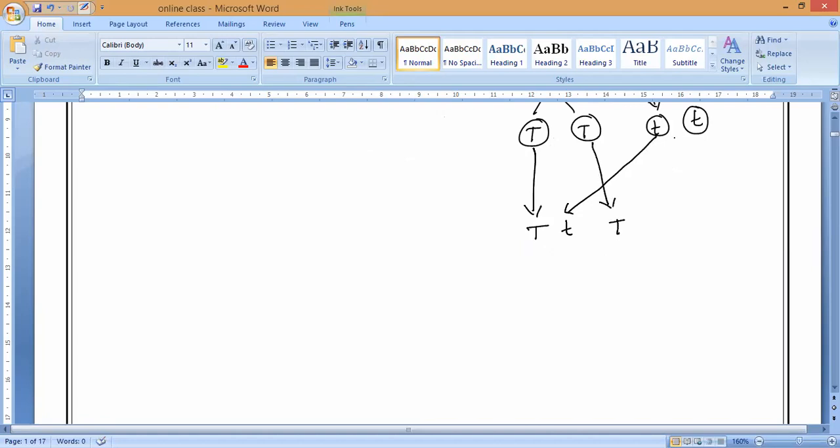Capital T, small t, and this small t is coming from the other plant. Again, capital T, small t, and this is small t. Capital T, small t, and here capital T, small t, and this is small t.